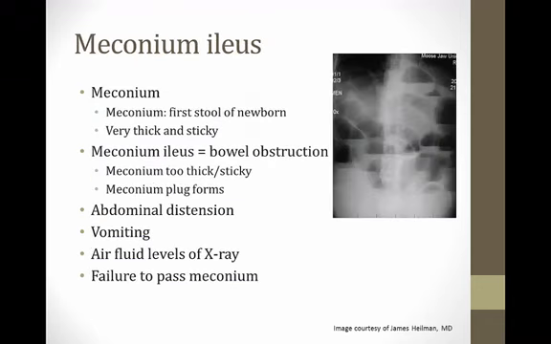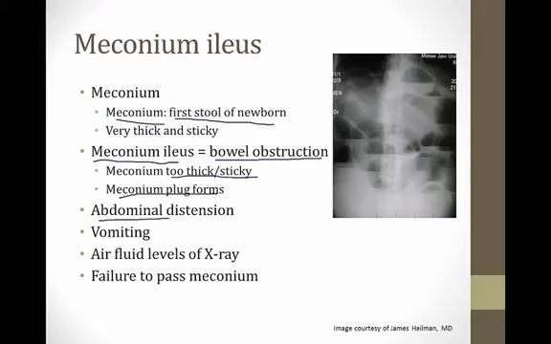So recall that I said one of the ways that CF often presents in infants is with a bowel obstruction from meconium ileus. So let's talk about what that is right now. Meconium is the first stool of the newborn. It's usually very thick and sticky, and it usually passes shortly after birth. Meconium ileus is a bowel obstruction from that meconium, and it occurs when the meconium is too thick and sticky and a plug forms and obstructs the bowels.